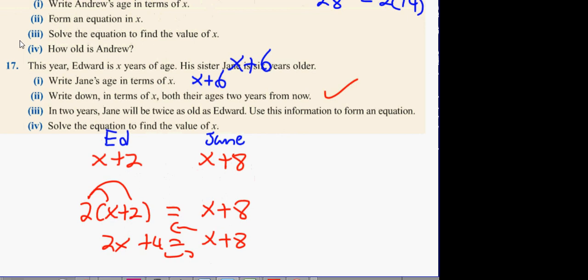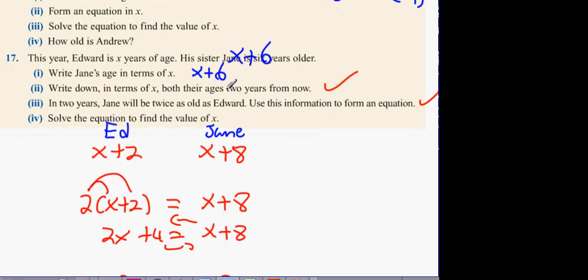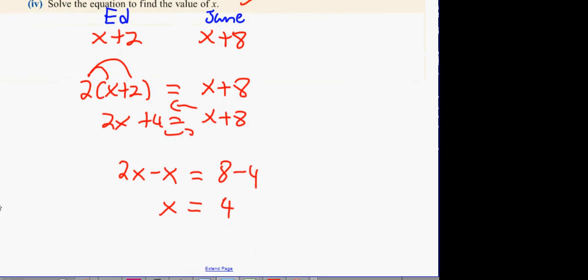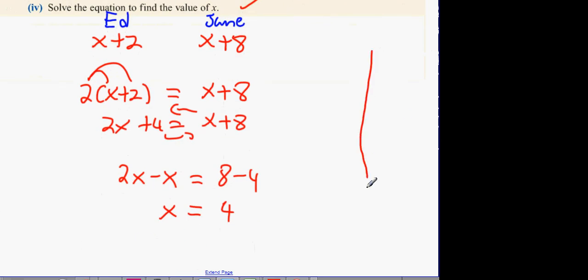Now, in 2 years' time, we used the information to form the equation. We formed the equation, and then we solved the equation to find out what X was. It means Edward is 4 years old, and his sister is 10. So, if we want to check the answer, at the start of the question, Edward was 4, his sister was 10. In 2 years' time, Edward would be 6 and Jane would be 12, which is twice the age, correct? Cool. Okay.